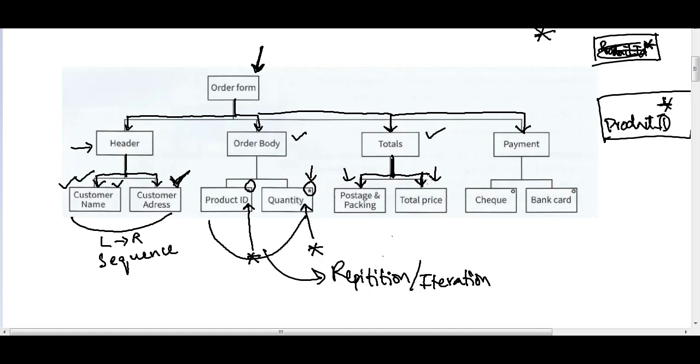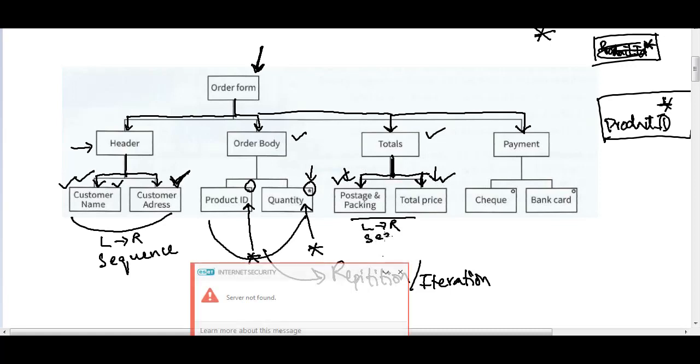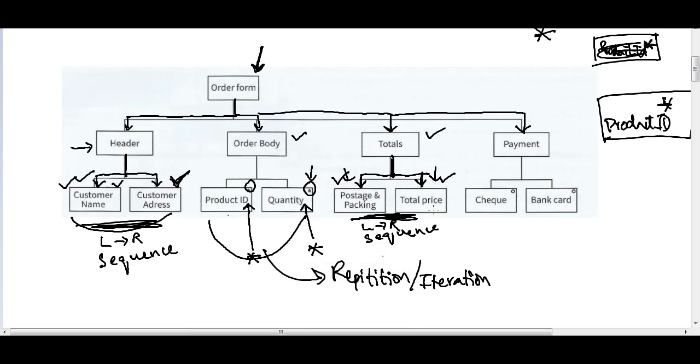So this cannot be an example of repetition, but it can be an example of sequence. Going left to right, we first need to calculate the postage and packing, and then we need to calculate the total price. So this would be an example of sequence. This here is also an example of sequence. Certain steps need to be carried out in a certain sequence.